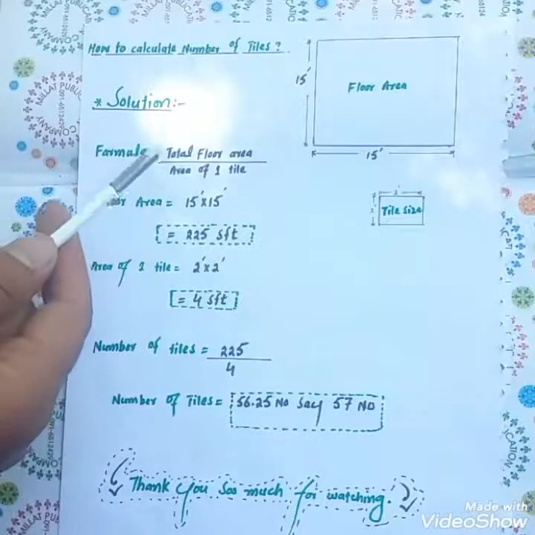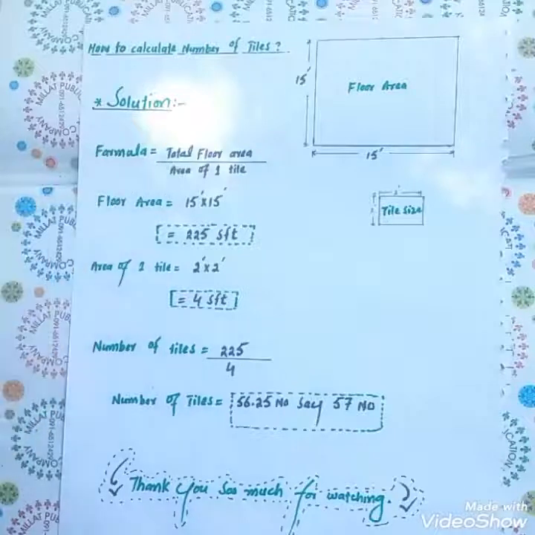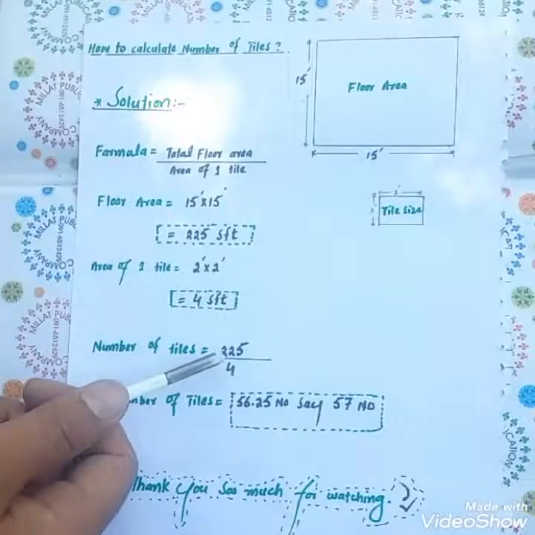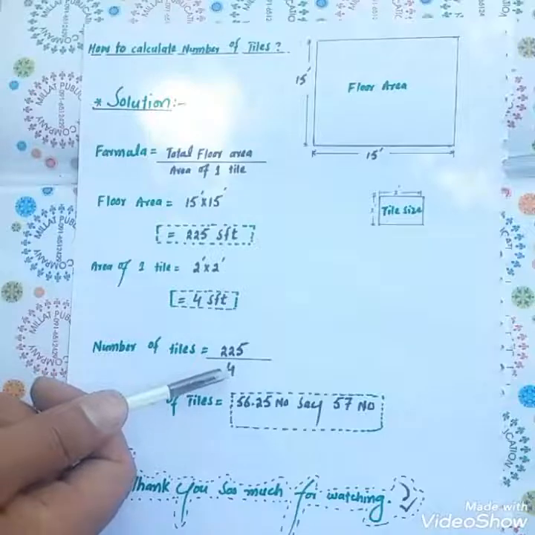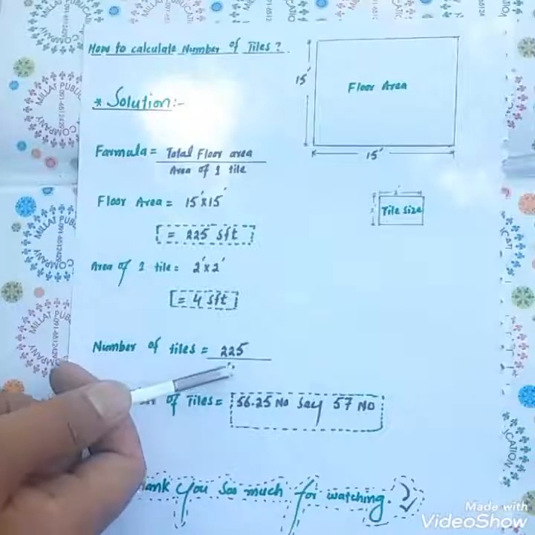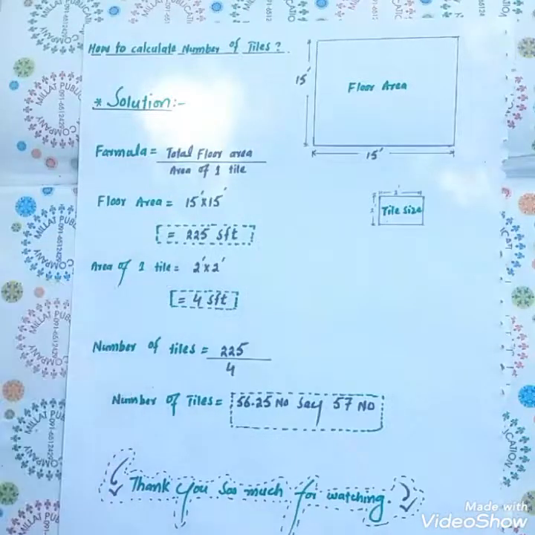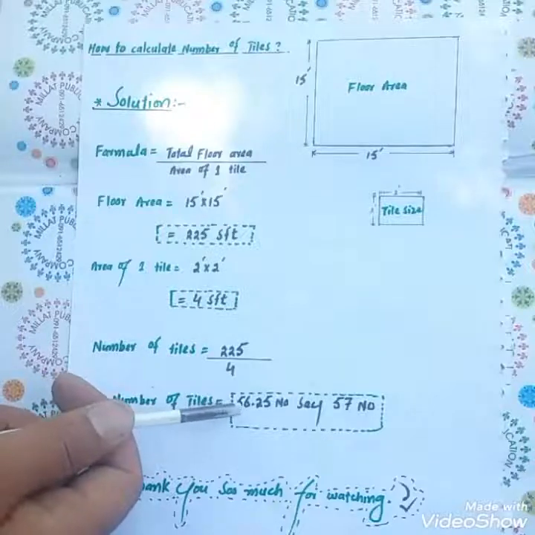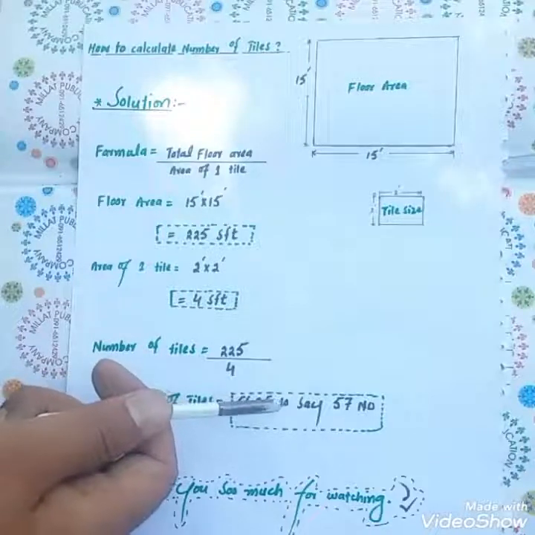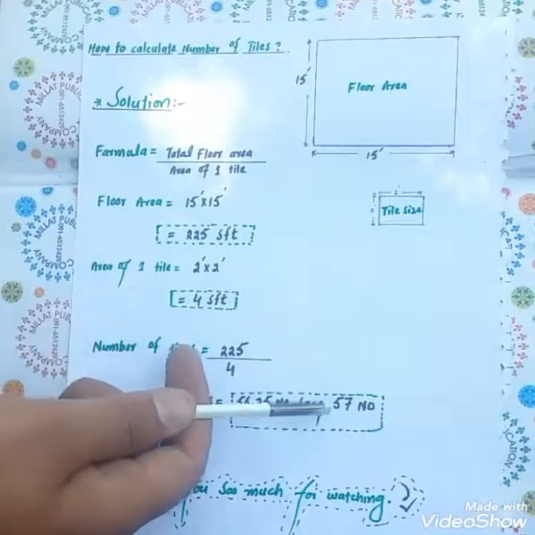Now put the values in the above formula for finding the number of tiles. Number of tiles equals 225 divided by 4, where 4 is the area of one tile. Number of tiles equals 56.25, say 57 tiles.